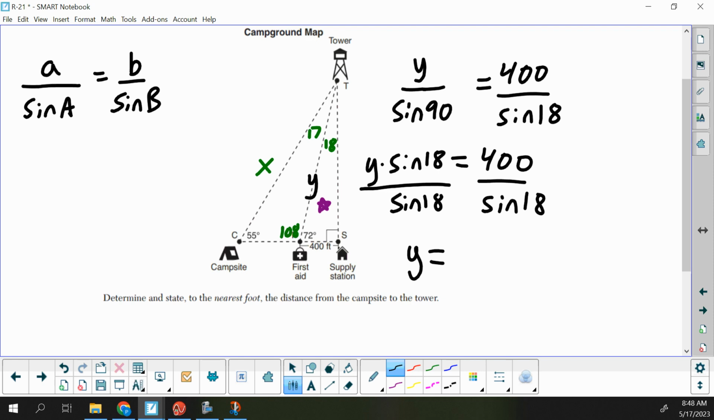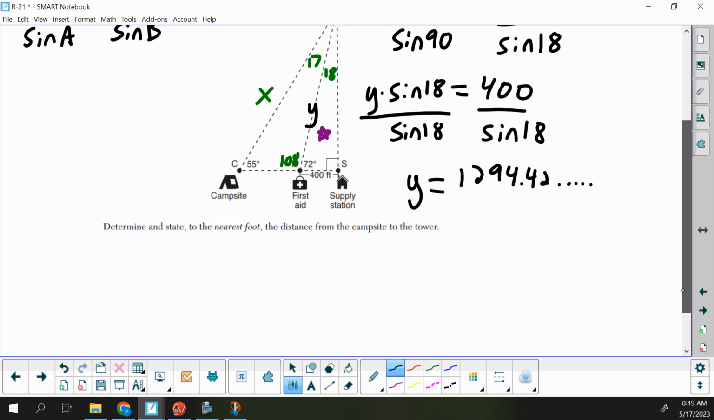Because we're doing a question with sine, cosine, or tangent, make sure it says DEG on your calculator in the top right. And we should get 1294.42... That shows us that we're keeping it out in our calculator.